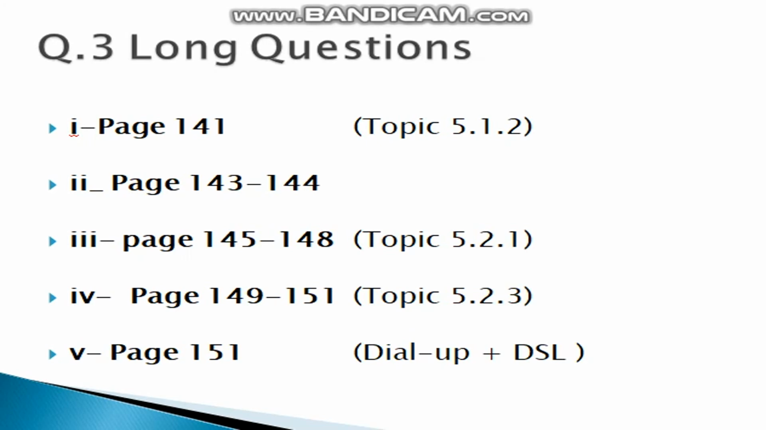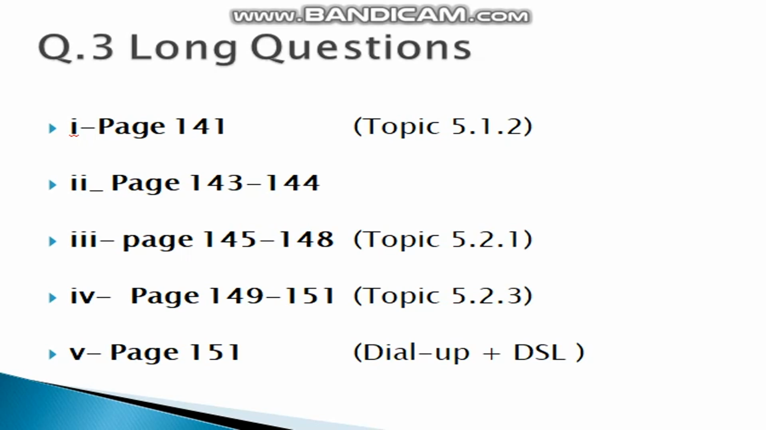The fourth long question is explain the types of network topologies. The answer is on page number 149. You have to write the heading types of network topologies and then write the first line: four types of network topologies which are commonly used are bus, ring, star and mesh. For each topology you have to write the paragraph for its definition. Then you have to draw the diagram which is compulsory for this question also. Then you have to write the advantages and limitations of each topology separately.